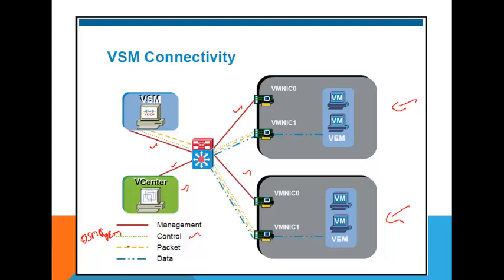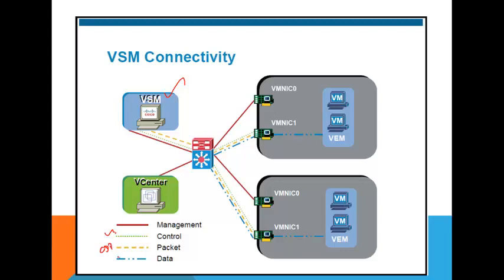Now the packet is also between the VSM and the VEM. What is the difference between control and packet? Packet as well as control, they go between the VSM and the VEM. Then what is the difference? The control traffics are like the VSM managing and maintaining the VEMs. Those are control traffics, those management traffics. The packet traffics are like CDP, Cisco Discovery Protocol, as I already told you.